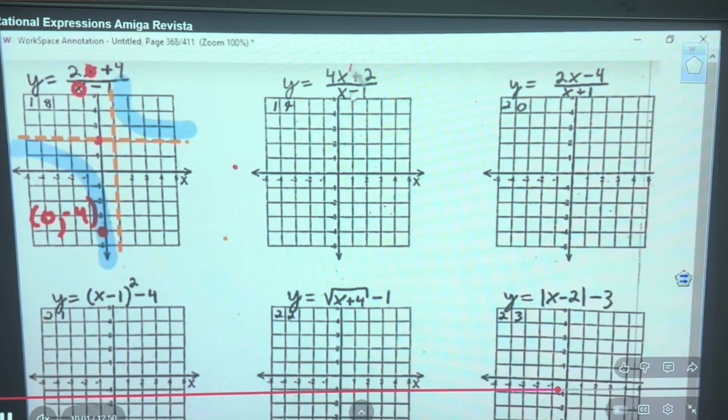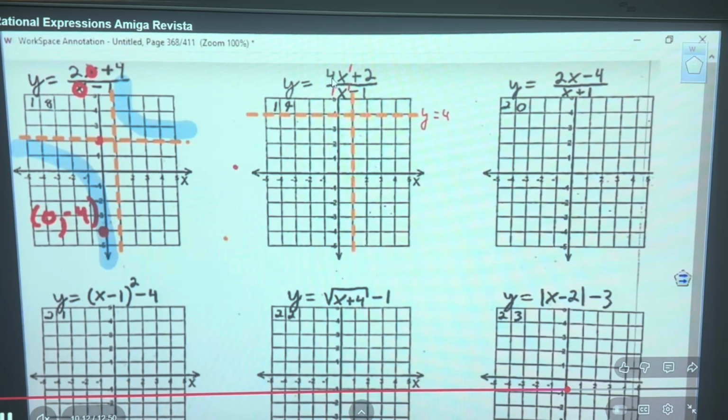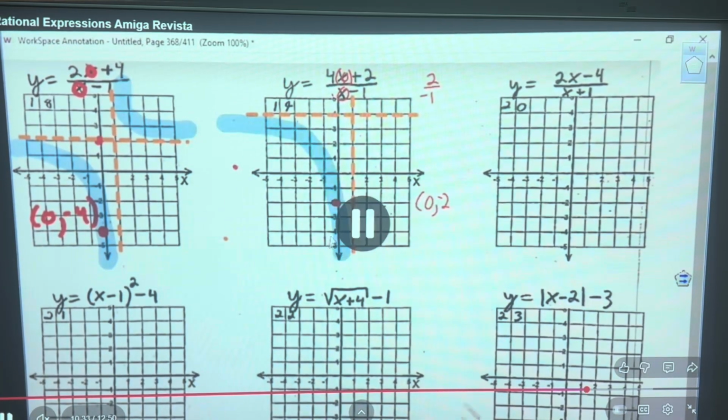Over here, we have a vertical at x equals 1. Y equals 4 is going to be our horizontal. We just look at those values. And then we hide the x's, that'll give us 2 over -1, so 0, -2. We know the sheet is going to go in that zone. And then the other sheet will be up top.